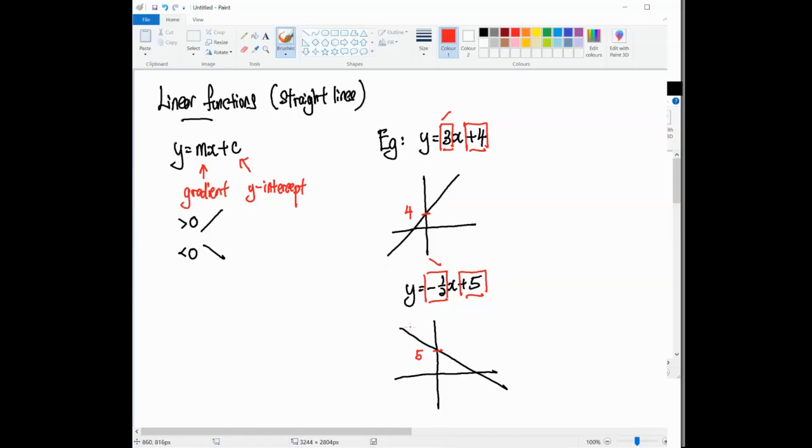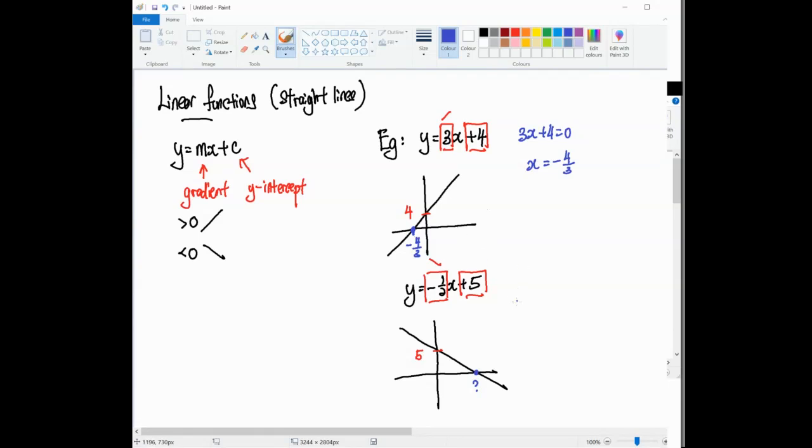For your information, if the question asks you to sketch the straight line, you must label the x-intercept as well. So you must find what is this and also what is this. In order to determine the x-intercept, we have to let y equal to 0. So for this equation, we have 3x plus 4 equal to 0. So you have got x equal to negative 4 over 3. As a result, this point is negative 4 over 3.